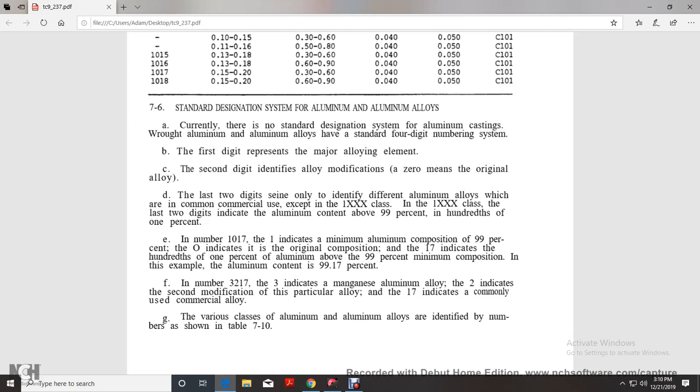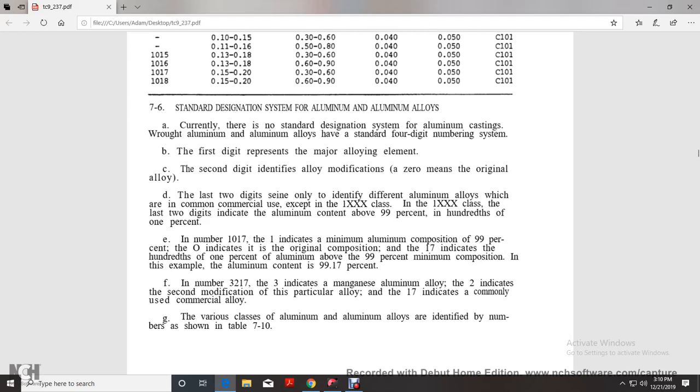the different aluminum alloys which are in common commercial use, except in the 1XXX class. In the 1XXX class, the last two digits indicate the aluminum content above 99%, in hundredths of 1%. For number 1017, that indicates a minimum aluminum composition of 99%, and 0 indicates the original composition. 17 indicates the hundredths of 1% of aluminum above the 99% minimum composition.